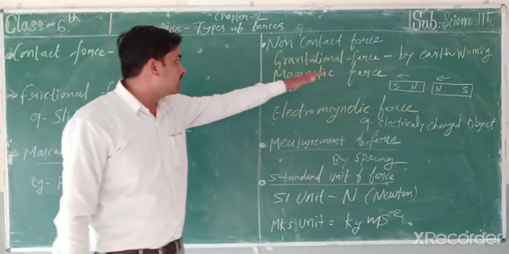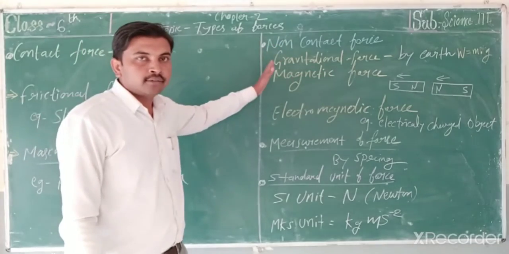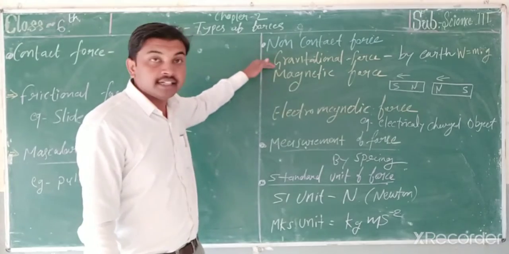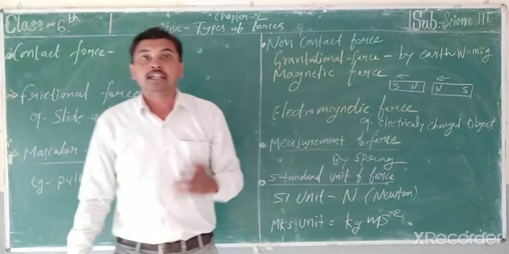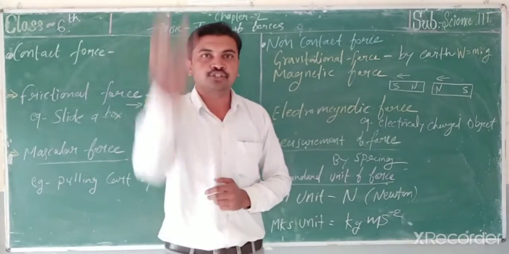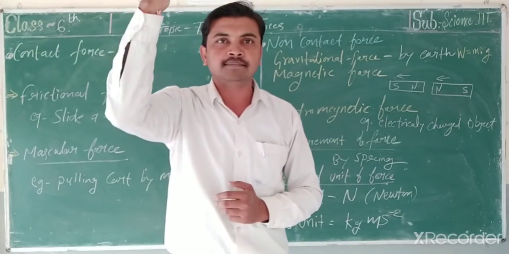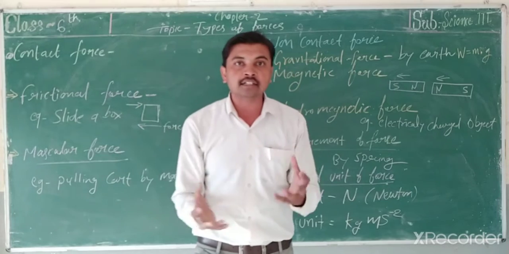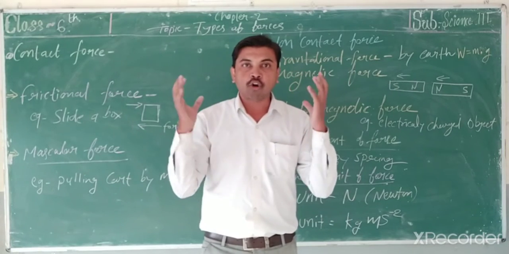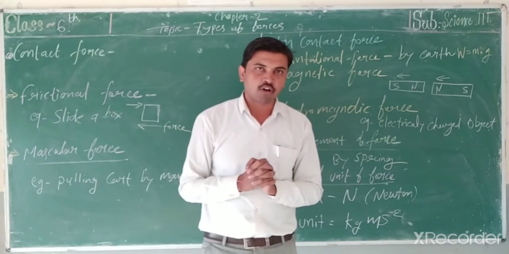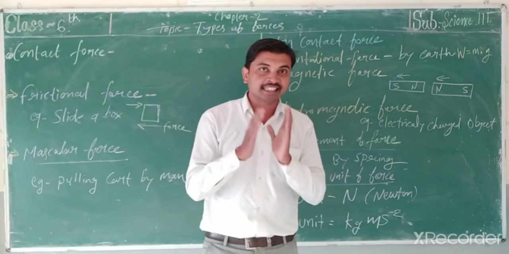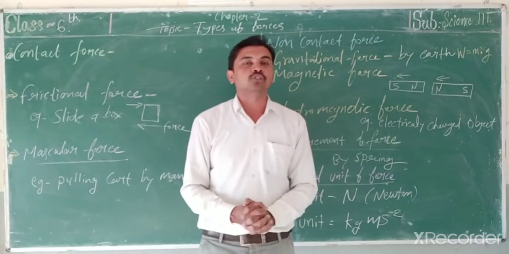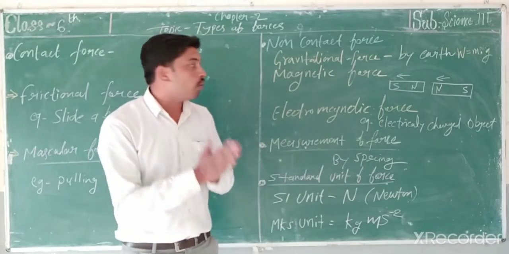Let's come to the next, non-contact force. I already explained non-contact force. There are three types of non-contact force. Gravitational force is very important. When we throw any stone in the sky, what do we see? The stone comes back to the ground. Why? Because the earth attracts all things towards the center of the earth. So this invisible, non-contact force is known as gravitational force.